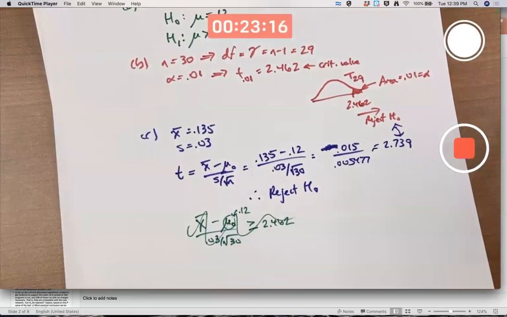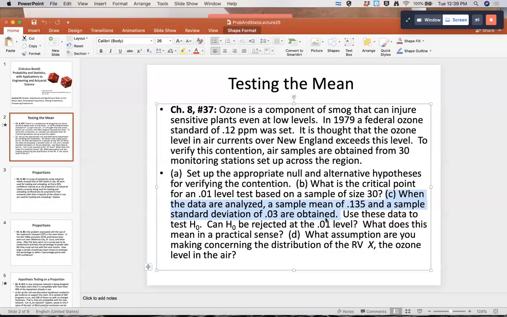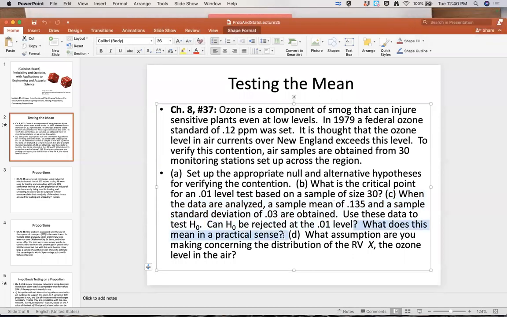What about the p-value? We're not asked for the p-value here. Well, maybe we should answer the question still here. So we reject the null. Yes, it can be rejected at the 0.01 level. What does this mean in a practical sense? It means we're saying the ozone level's high, higher than 0.12, the federal ozone standard.